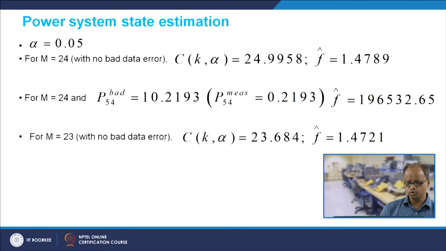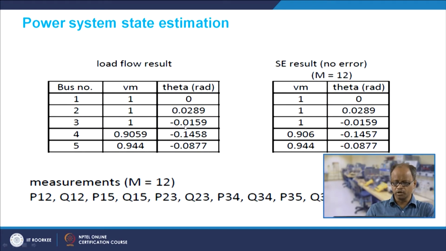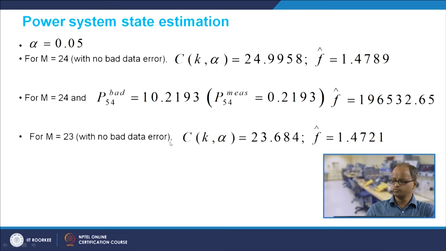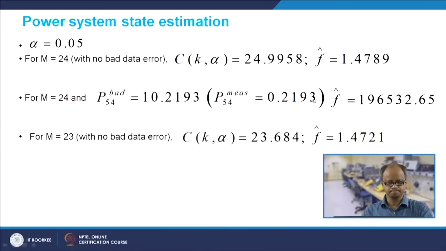Now, suppose in this analysis, if we calculate the value with these true values, the value of real power flow over line 4-5 measured at bus 5, that is P54. P54 is nothing but the real power flow over line 4-5 measured at bus 5. If we calculate that value, the true value comes out to be 0.2193.